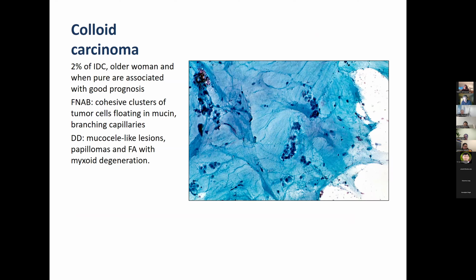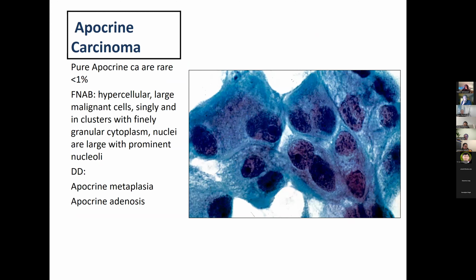Another special type of breast cancer is colloid carcinoma or mucinous carcinoma. It's usually seen in older patients, and you will see again the cellularity can be very minimal, but the background material is very important here because your Diff-Quik will highlight this, and even the Pap stain will highlight the mucinous background and these little clusters of tumor cells. Your differential diagnosis would be a mucocele-like lesion and a fibroadenoma with a myxoid degeneration.